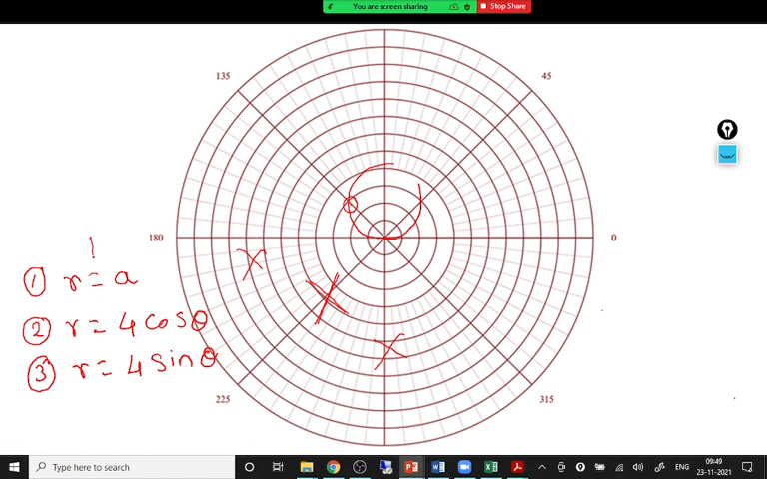The first, r is equal to a, is in Cartesian form given as x square plus y square equal to a square. We know what r is: r is the root of x square plus y square. So x square plus y square equal to a square is the Cartesian form. The same equation in polar is given as r equal to a. So what is r equal to a? r equal to a is a circle whose center is at 0, 0 and radius a.